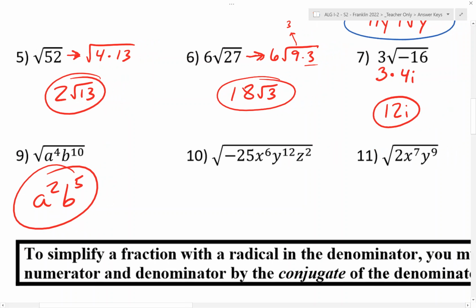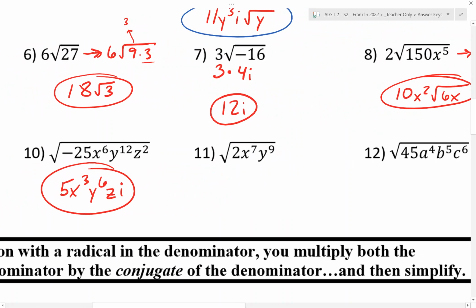For number 10, again, we have a negative in the radical, so we will get i in our final answer. Everything else inside is a perfect square, though, so we can just go right down the line. Square root of 25 is 5. Square root of x to the 6th is x to the 3rd. Square root of y to the 12th is y to the 6th. Square root of z squared is z. And then the negative sign out front gives us an i for our answer.